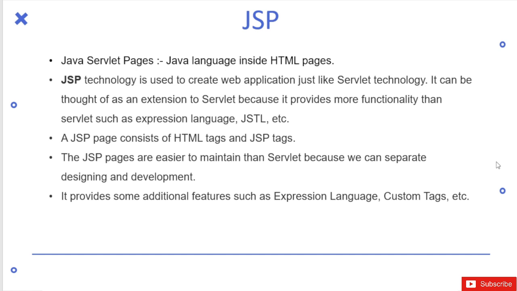So JSP technology is used to create web applications just like servlet technology. It can be thought of as an extension of servlet because it provides more functionality than servlet, like expression language, JSTL, Java, scripting languages, everything, transcript language also it provides. So a JSP page contains HTML tags plus JSP tags, as I showed you before. Then JSP pages are easier to maintain than servlets, because we can separate design and development.